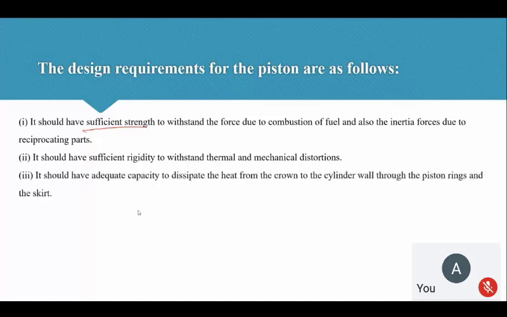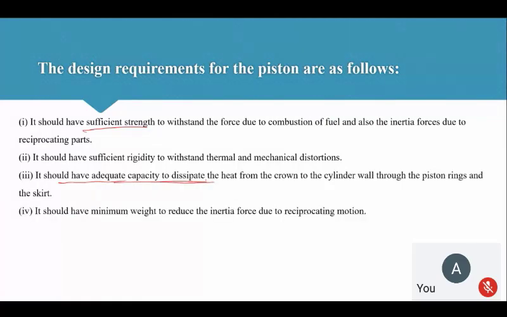It should also have adequate capacity to dissipate heat, because this is acting as a closed system. Although the lower layer is moving, it is acting as a closed system. So you need to dissipate a considerable amount of heat. Although heat must be there, too much heat will result in piston seizure. So that is why an important requirement of the piston material is that it should have the heat dissipation quality. Next, it should also have the minimum weight to reduce the inertial forces.